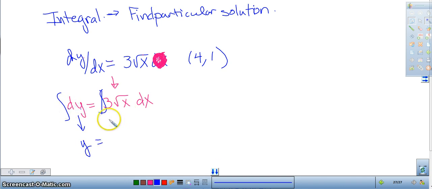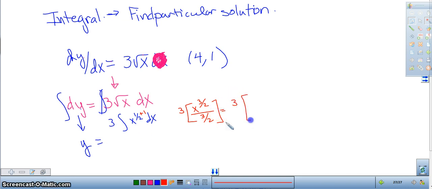On this side, I can move my 3 out front, so I have 3 times the integral of x to the 1/2 dx. Now you have to use your power rule. Add 1, so I get 3 times x to the 3/2, and then I have to divide by the power, which is 3/2. Let's simplify that more. Dividing by 3/2 is the same as multiplying by 2 over 3, so 3 times 2/3 x to the 3/2. The 3s cancel, so I get 2x to the 3/2 plus c.